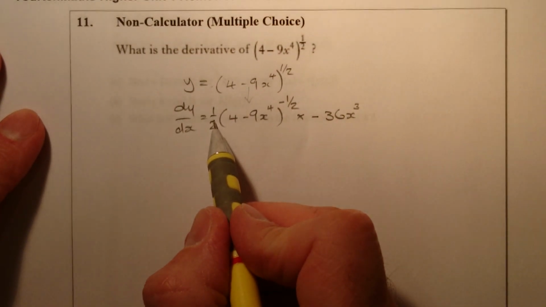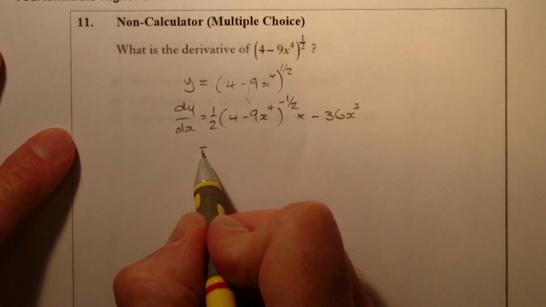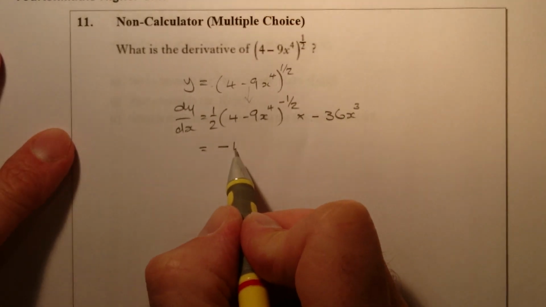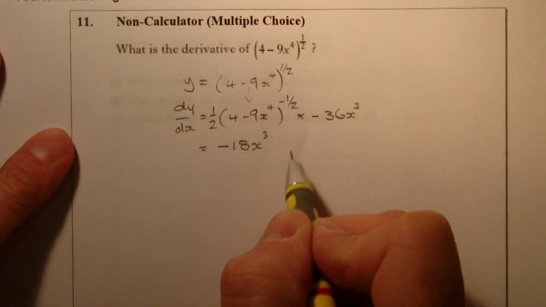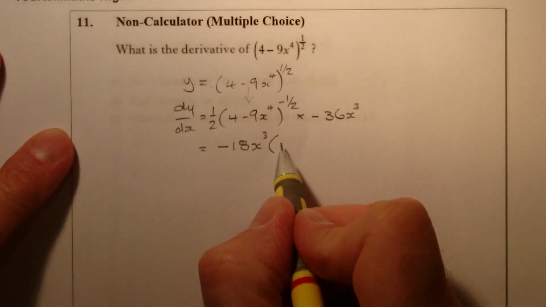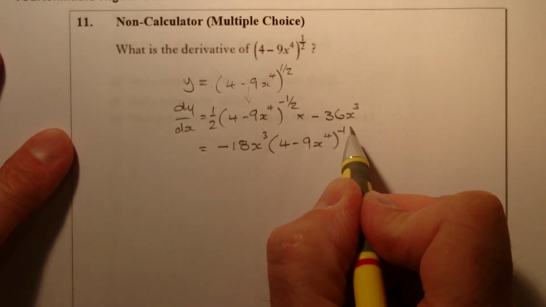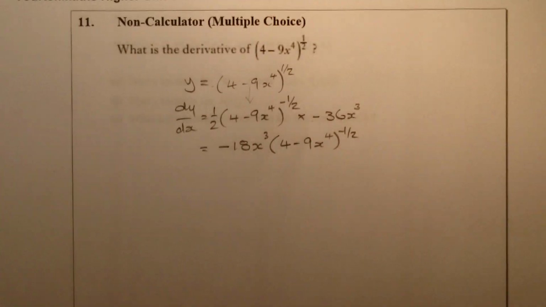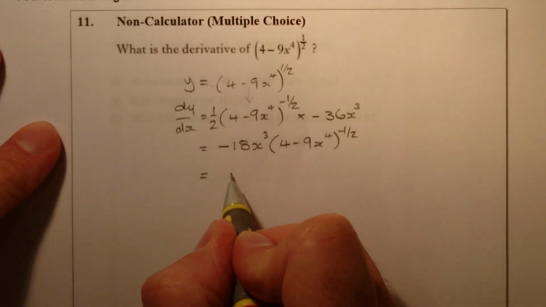What I'll do is then I'll just tidy this up a bit. So I've got a half out here, I've got a minus 36 here, so if I gather the numbers together, that should give me a minus 18. I'll bring the x cubed to the front: minus 18x cubed, and then the bracketed term, 4 minus 9x to the power of 4, and that's to the power of minus a half. Sometimes we're asked to write that with a positive power. We haven't in this question.